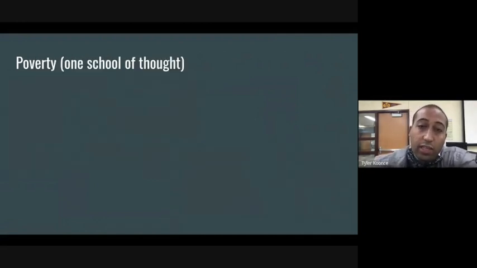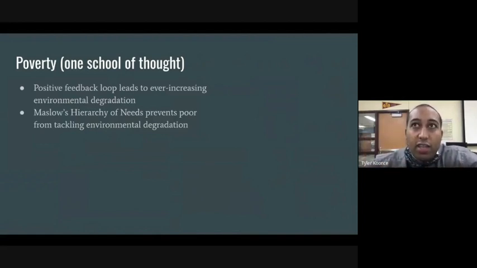The next is poverty. One school of thought, and this is a pretty big one, is that it's a Maslow's hierarchy of needs thing, where if someone is poor, they can't take care of the needs that they have. For those who don't know Maslow's hierarchy, that'd be things like shelter, food, things of that nature. They can't take care of those things, therefore they can't really take care of the environment. So it leads to a breakdown of the environment over time because they don't have the proper resources or time, however you want to look at it, to make sure they're not harming the environment. You can only work with what you have.